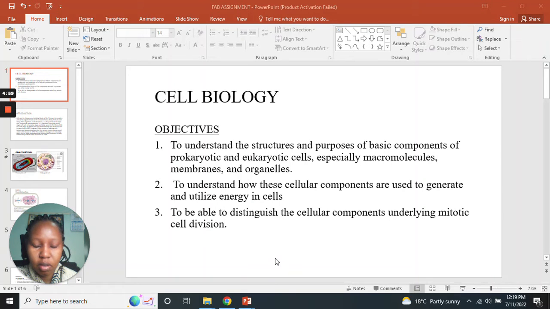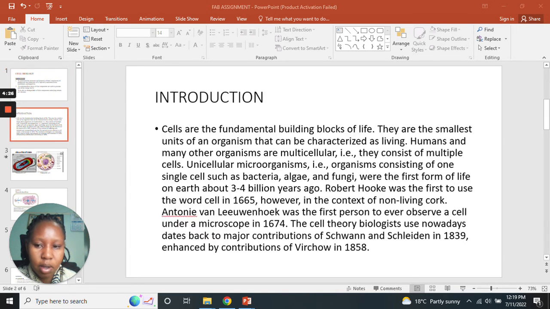Yes, good afternoon. Today we are going to tackle the topic of cell biology, and the objectives are as follows. The first one is to understand the structure and purpose of basic components of prokaryotic and eukaryotic cells. That is the macromolecules, membranes, and organelles. The second one is to understand how these cellular components are used to generate and utilize energy in cells. The third one is to be able to distinguish the cellular components underlying mitotic cell division.